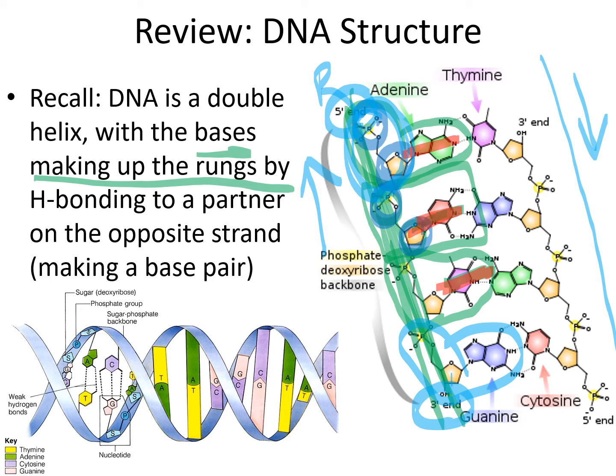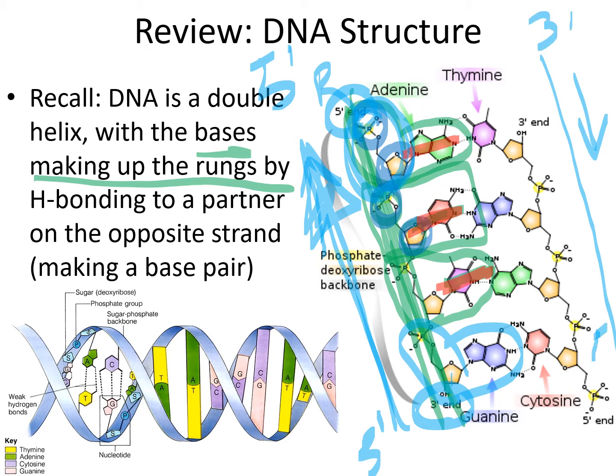And so on one side of the double helix, we have our 3' end at the bottom, and we have our 5' end at the top. And on the other one that is parallel to it, it's the opposite. We have our 3' end up here, and then our 5' end down here. You could say that they are anti-parallel. They're in parallel with each other, but they're running in opposite directions.